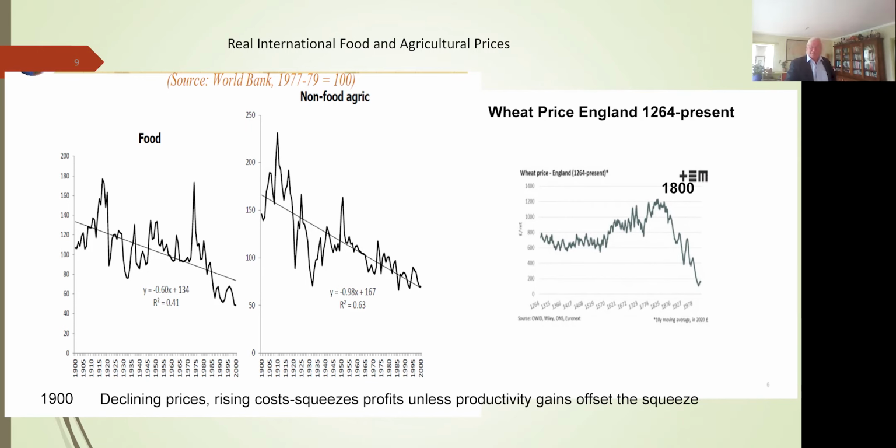Just to show you, people don't realise the extent to which these prices go down. There's a great graph here on the right from Andrew. Wheat price from England from 1200 to the present. Demand exceeded supply up until 1800. The Industrial Revolution, supply exceeded demand, prices came down. From 1900, food, non-food. That's the situation of Australian farmers, and their costs are going up at the same time as the rest of the economy competes for resources. You must run faster to keep up. That's the imperative for productivity gain.